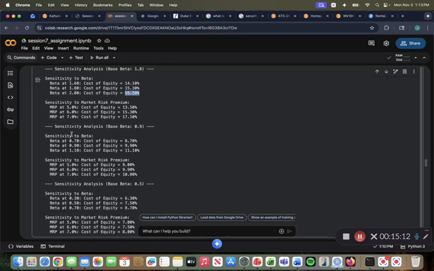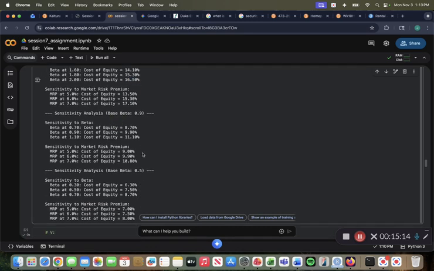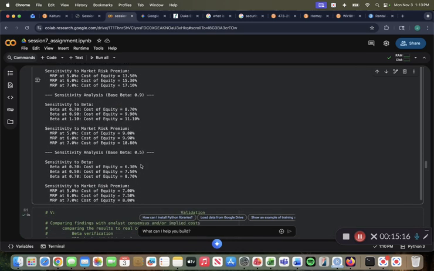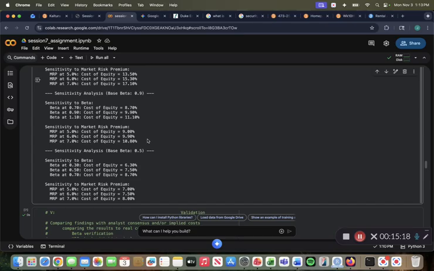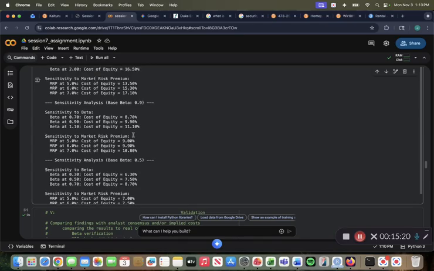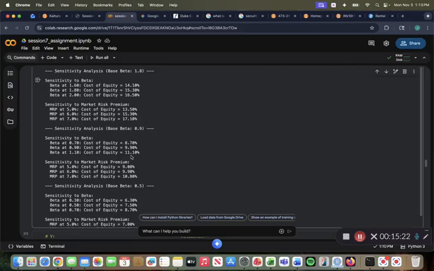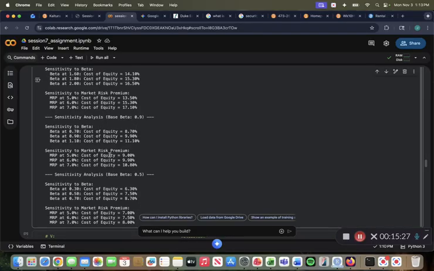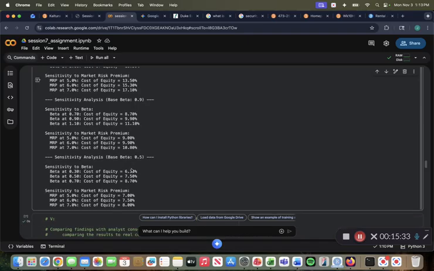So I did that for all three of these companies. If you want to get a better look at it for each one, you can pause the video to look at it a little more, but this is just a sensitivity analysis showing how a change in beta will have an impact on the cost of equity.